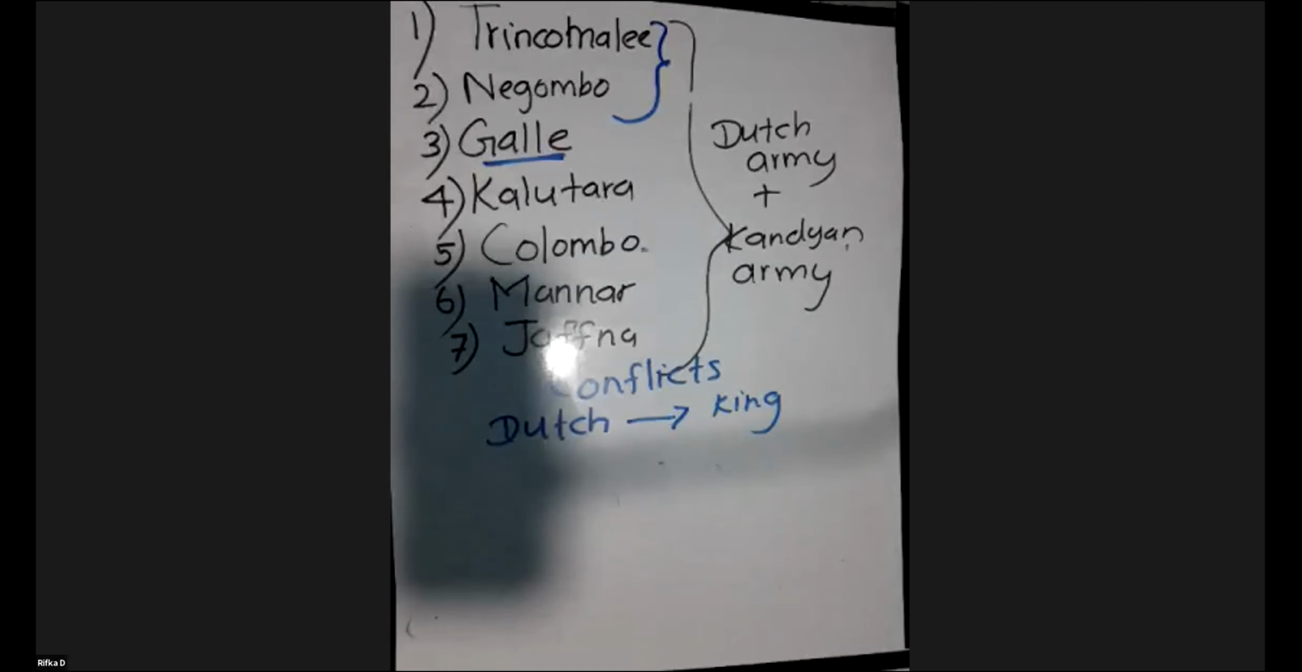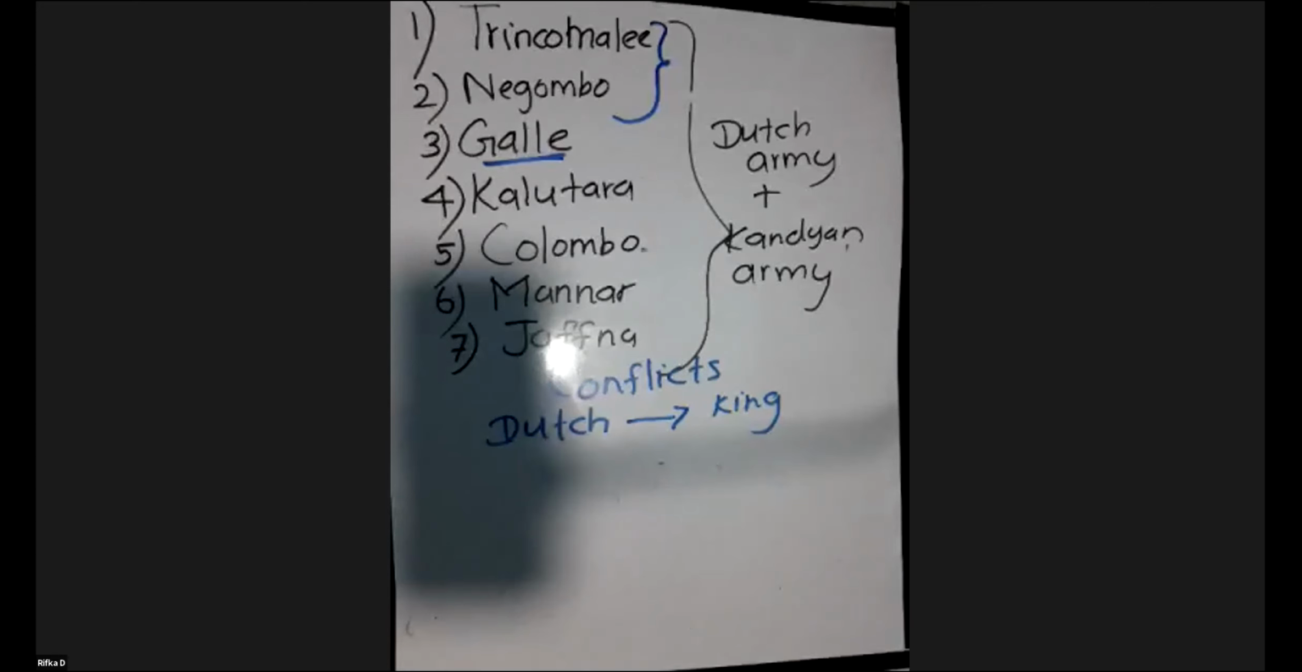So now the Gaul. Trincomalee, Negombo, Gaul. Now all these three fortresses they have captured, and now they were failing to hand over that to whom? To the king. Yes. Right.